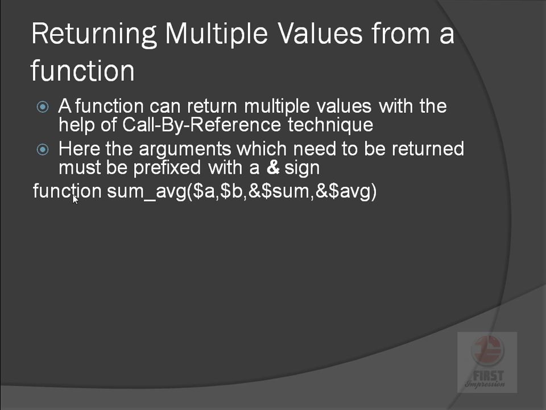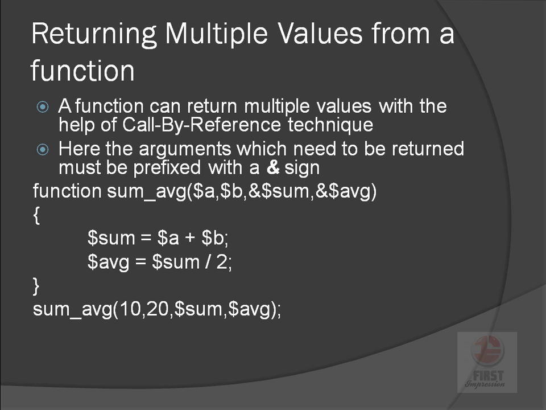then I will write function sum_average, that's the name of the function. I have a and b as the input arguments, comma, and &$sum. This indicates this sum variable will be returned from this function by reference, comma, and &$average. This also indicates the average variable is passed by reference. Then we say sum equals a plus b, average equals sum by 2. That's it. So whenever we call this function by saying sum_average(10, 20, $sum, $average), it will give me at the output the sum and average of a and b.